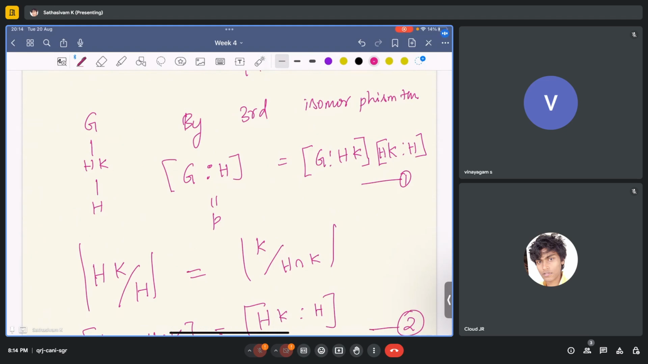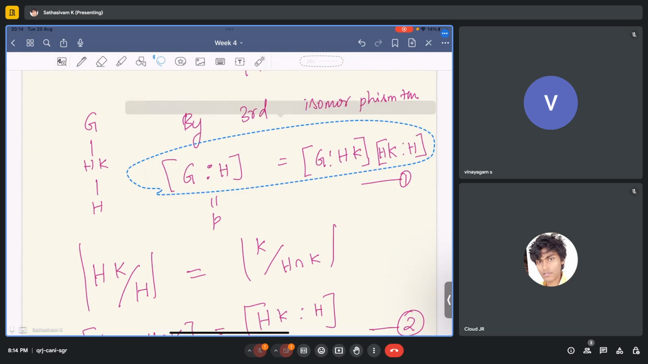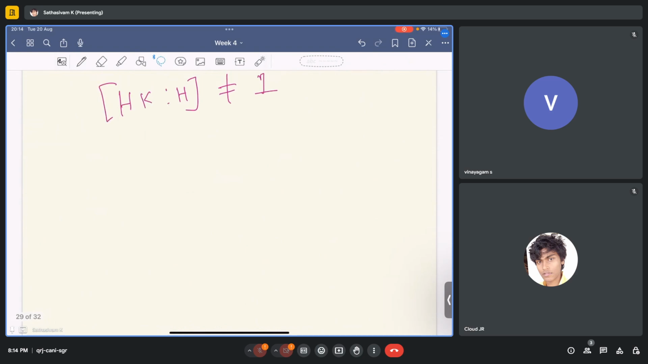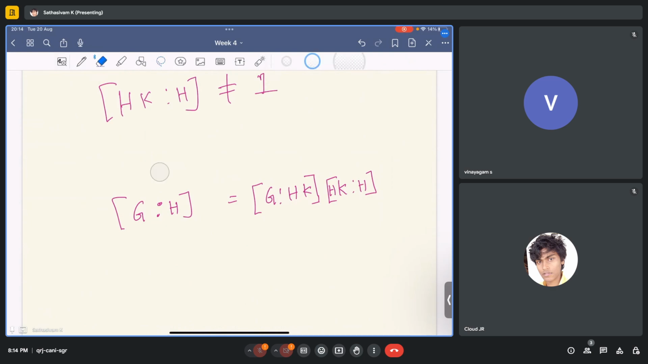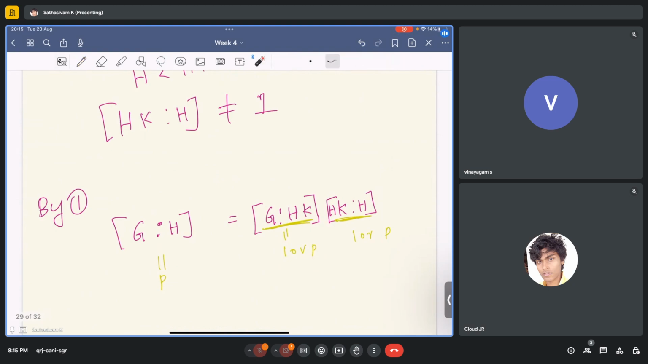By 1, I will copy paste it and then we will do it below. Copy it and paste it. So by 1 we have this, but we know this is equal to P. P is a prime, right? So what are the possibilities for this? It is either 1 or P, and this is also either 1 or P. But what we have seen is this is not equal to 1, so it has to be P.